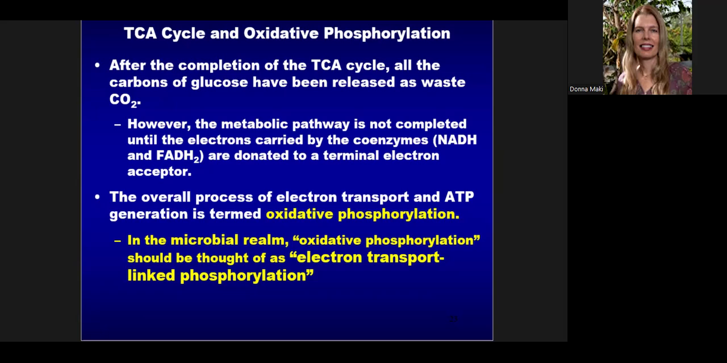So that's why I want you to stop thinking that oxidative phosphorylation means oxygen's involved. Get out of the human animal world, get into the microbe world. When you say oxidative phosphorylation, shift it to electron transport linked phosphorylation. And that will be a better way to think about it.